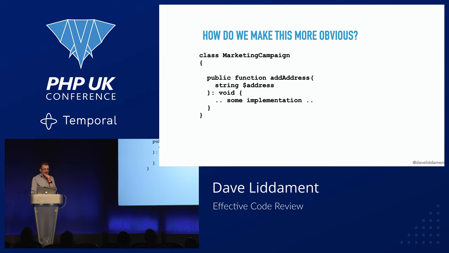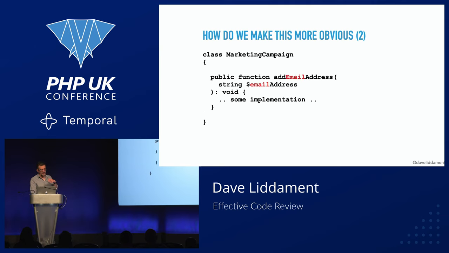Then we might think, have we made this code as obvious as possible? So we've got this marketing campaign thing, and it's got a method, addAddress, which takes a string, which is $address. And what is that address? Is that an email address? Is it a postal address that someone will send things to? Is it something else? What we could do is suggest, in this context, because we know more about it, I think this is an email address. So why don't we make that clear in the name? Instead of calling it add address, we'll call it add email address. And I suggest changing the name of the parameter from address to email address. And then that is much clearer to developers in the future that they are expecting an email address in this context.